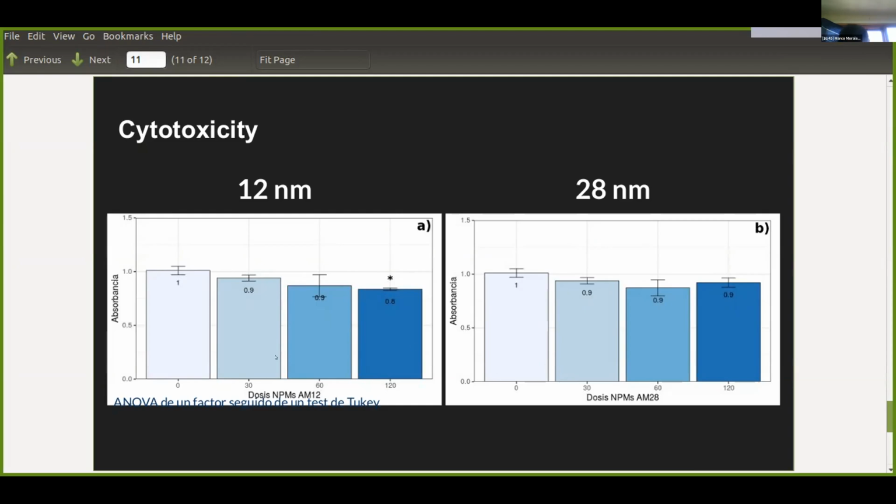These figures show bar plots of the absorbance, as a reflection of the viability, as a function of those doses for the 12 and 28 nanometer particles. We determined that there is a considerable loss in viability with respect to the control only in cells with doses of 120 micrograms per milliliter of the 12 nanometer particles.